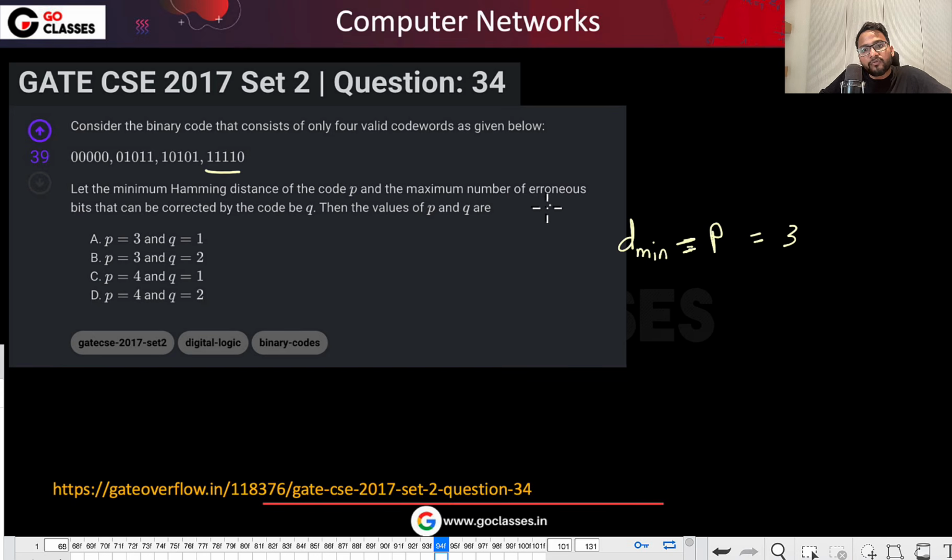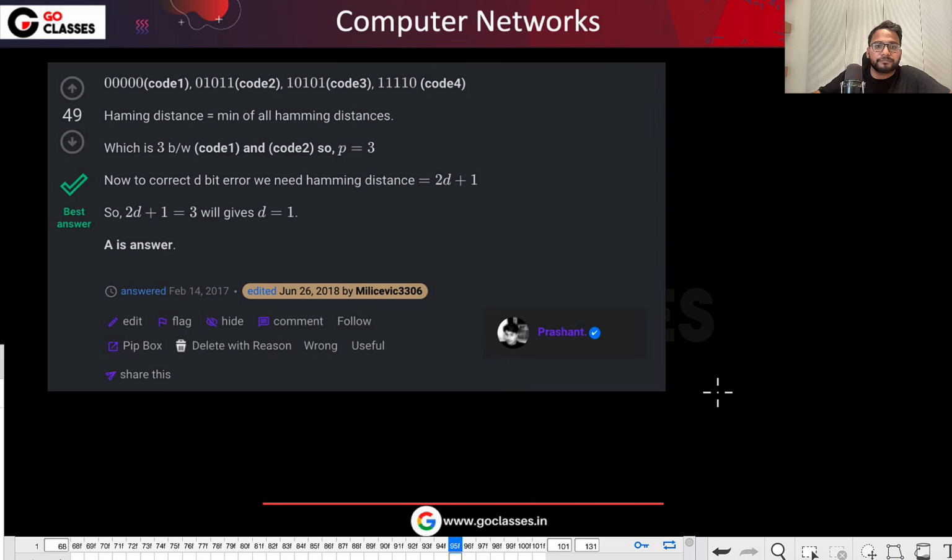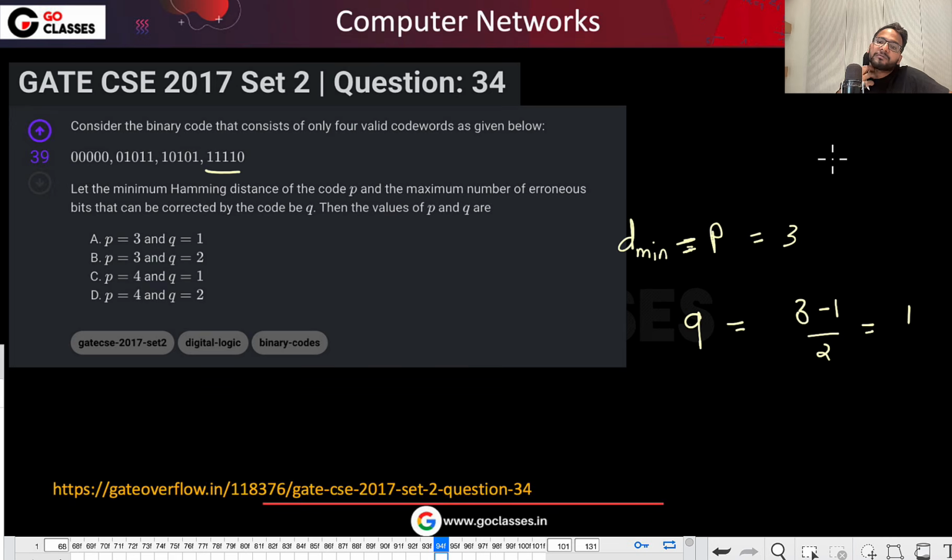And the maximum number of erroneous bits that can be corrected: how many bits can you correct? (3 minus 1) by 2, which is 1, right? You can correct up to 1 bit of error. So A is the correct answer here. That's an easy question. You need to find out the minimum Hamming distance and how many bits of error you can correct. Depending on the minimum Hamming distance, you can calculate it.